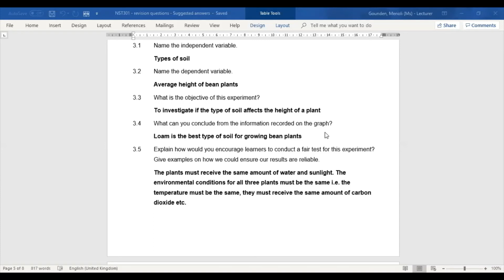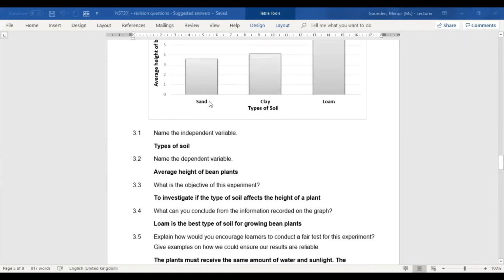If we are placing the plants grown in sand in a particular place where they receive a certain amount of sunlight, where the temperature is a certain amount, we must ensure that the plants grown in clay receive the same amount of sunlight and the same temperature, and the plants grown in loam receive the same amount of sunlight with the same temperatures. So whatever environmental factors we expose one set of plants to, we must expose the other set of plants to.